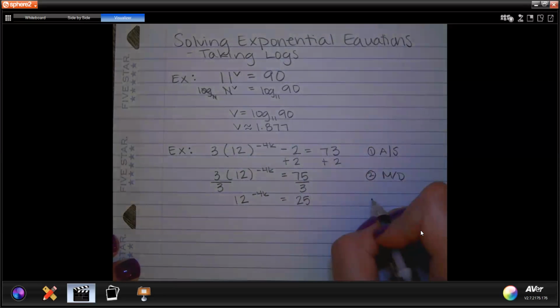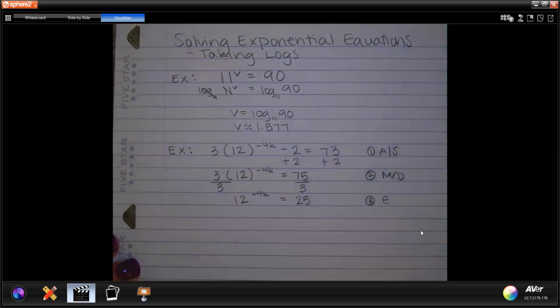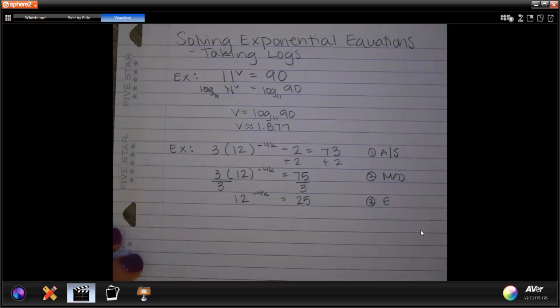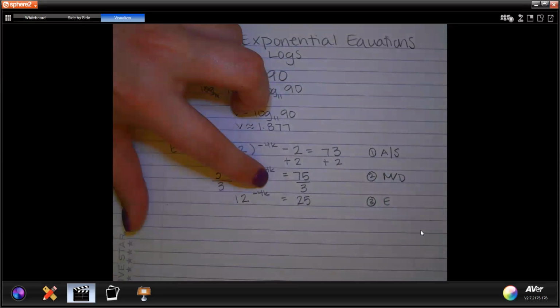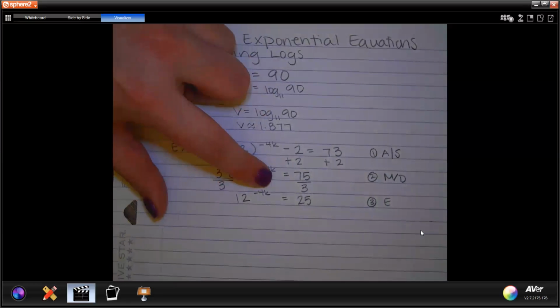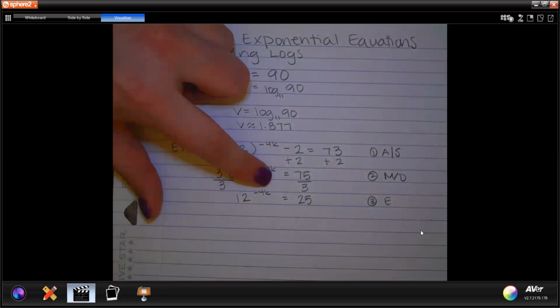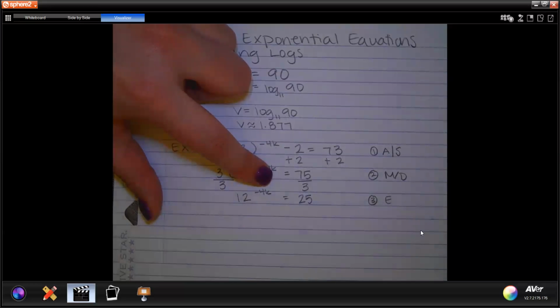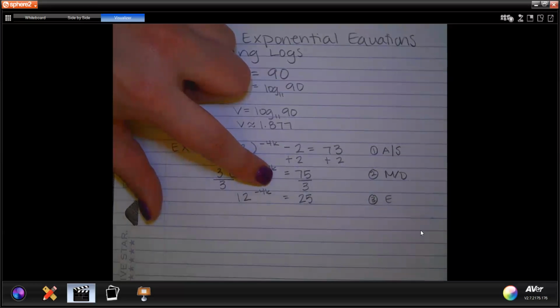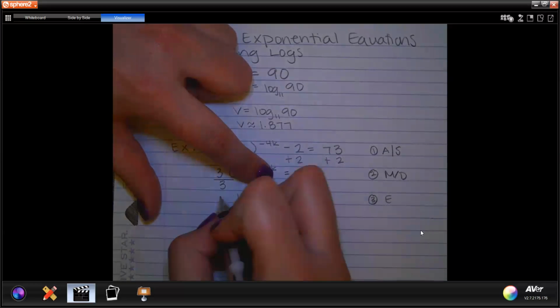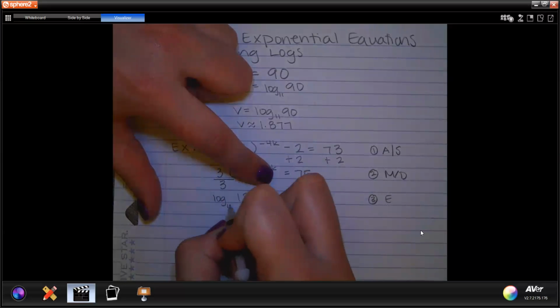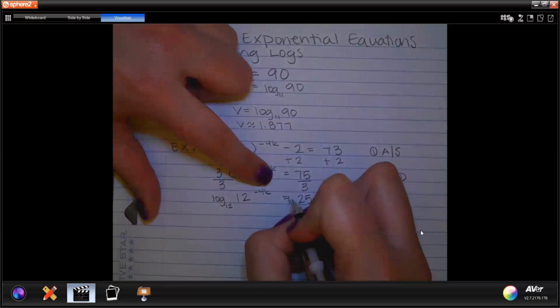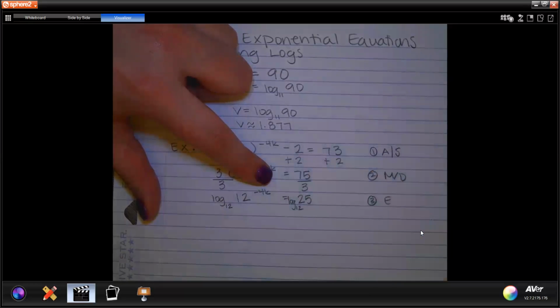All right, next we deal with stuff that has to do with our exponents. So here is when we say, okay, my variable is in the exponent. That's what I'm trying to get at. So I need to get rid of this base somehow. And the way that I get rid of the base now is I remember that the opposite of a base of 12 is log base 12. So I'm going to go ahead and log base 12 this side, and I'm going to log base 12 that side.